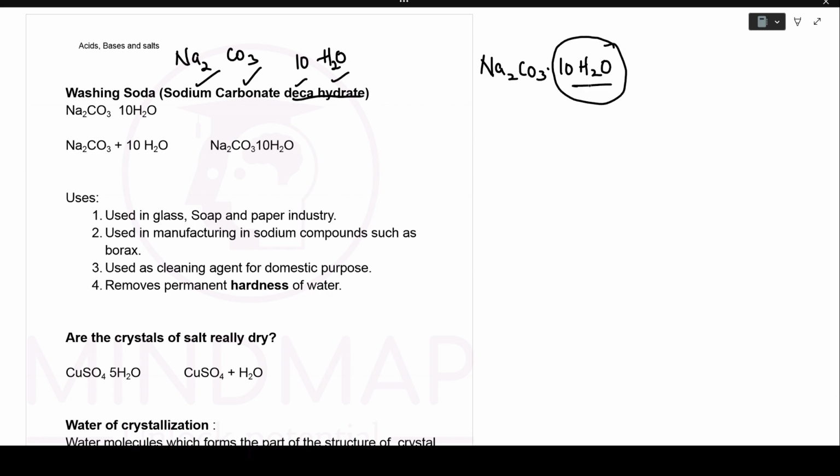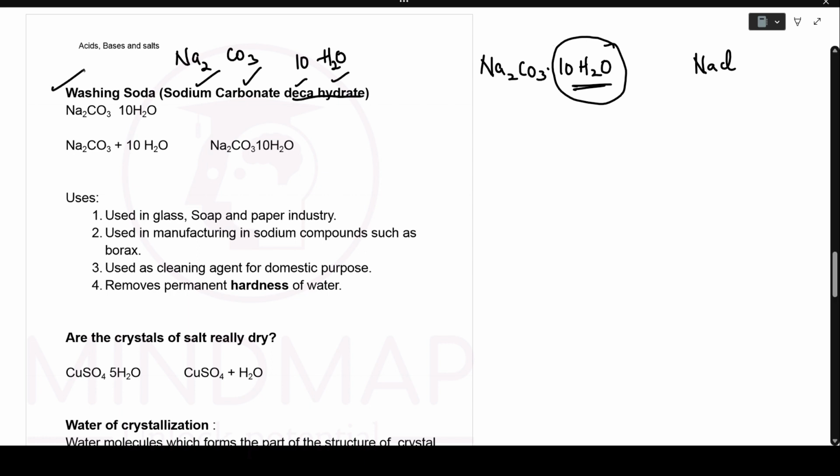Now, these water molecules are known as water of crystallization. So, most of the salts, whether NaCl or this washing soda, have water molecules with them. Still, they look dry. They have water molecules in their structure, but they look dry. And these water molecules are known as water of crystallization, which we will learn in the later part of the chapter, in today's class itself.